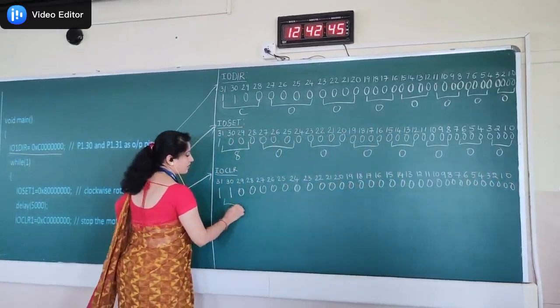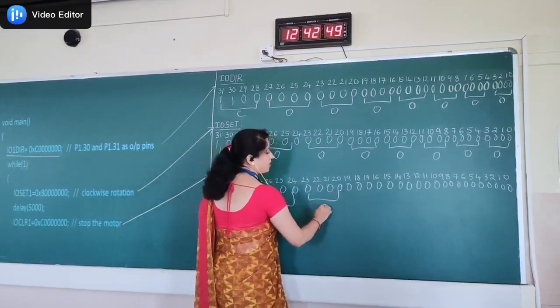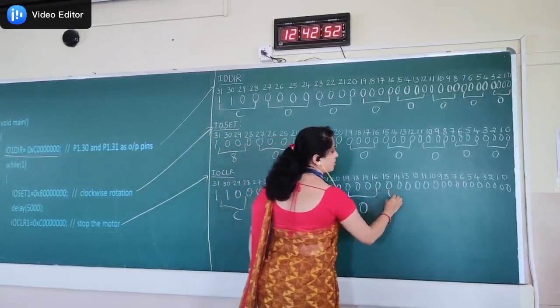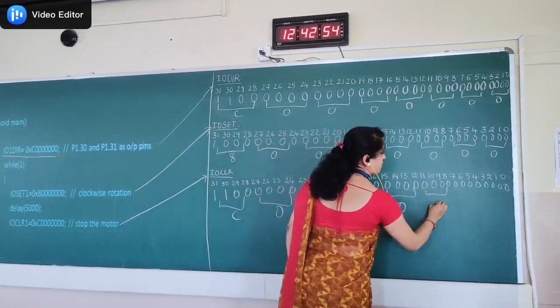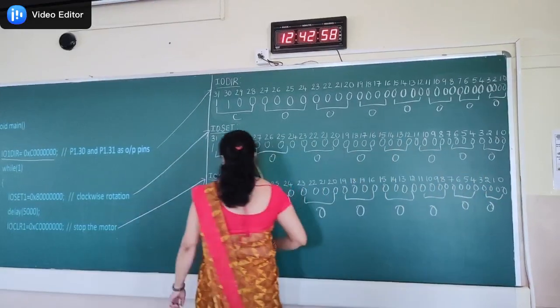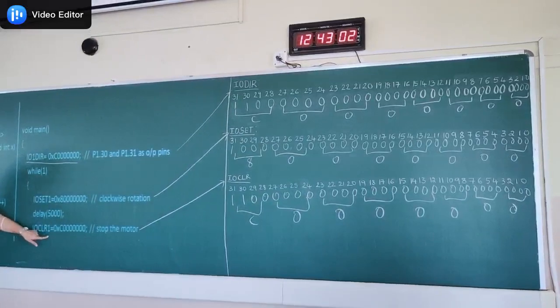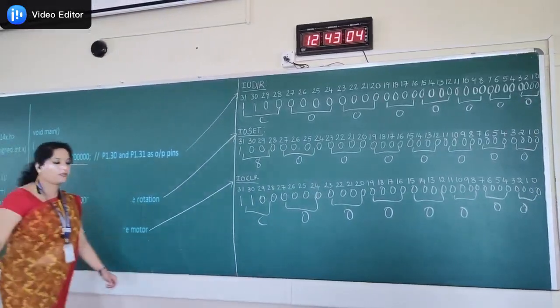So the hex equivalent of this will be 0xC0000000. This is the value we put in the IOCLR1 register to stop the motor.